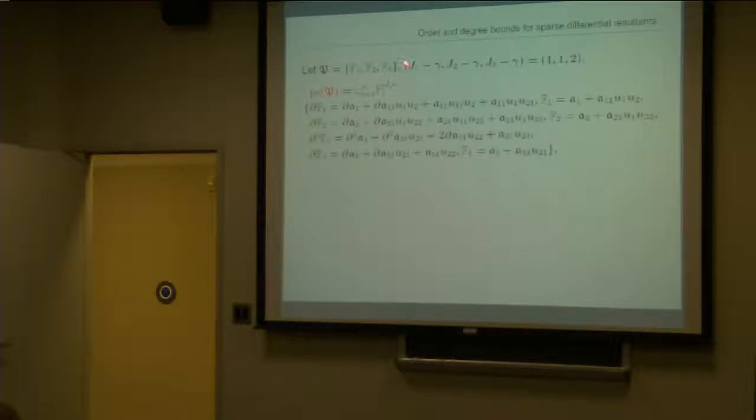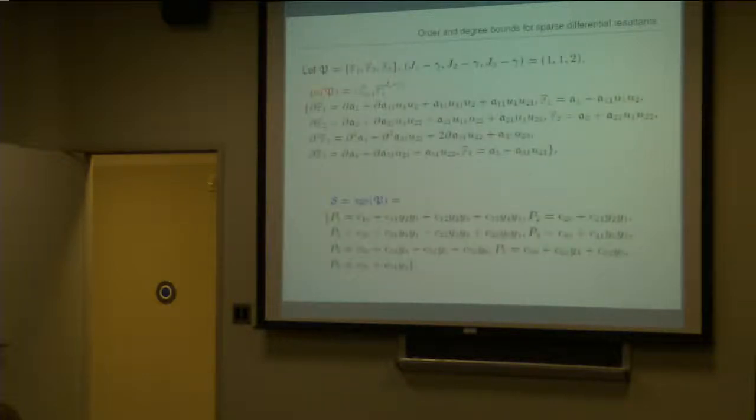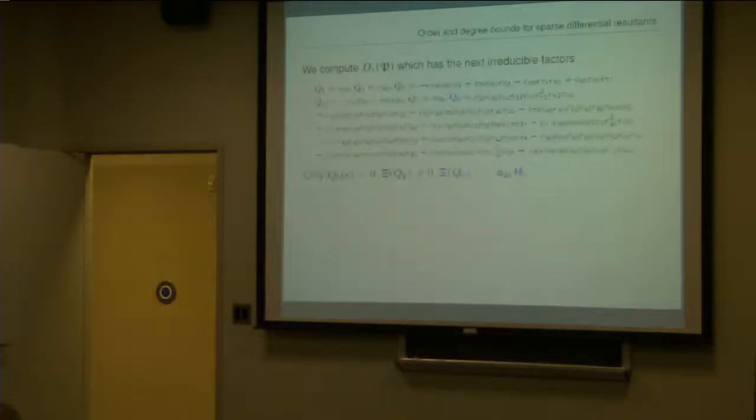Here is an example. We have this system P. This is the extended system through derivation. This would be the algebraic generic system. And using the software Binaries, we can get D1, the determinant D1, which has these irreducible factors, and only Q6 is in the algebraic elimination ideal.